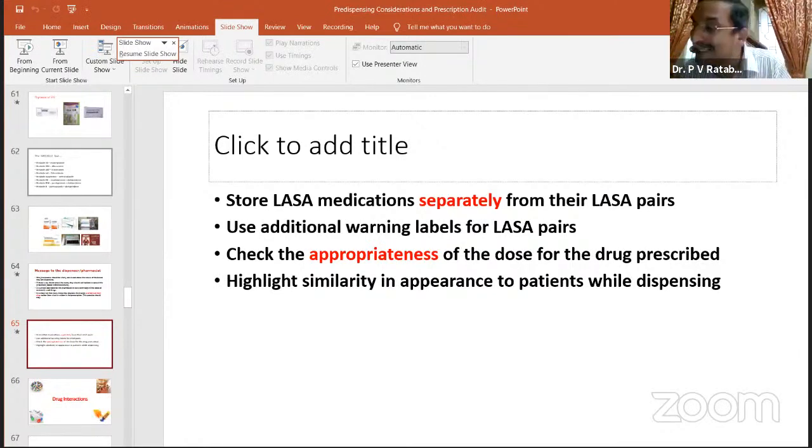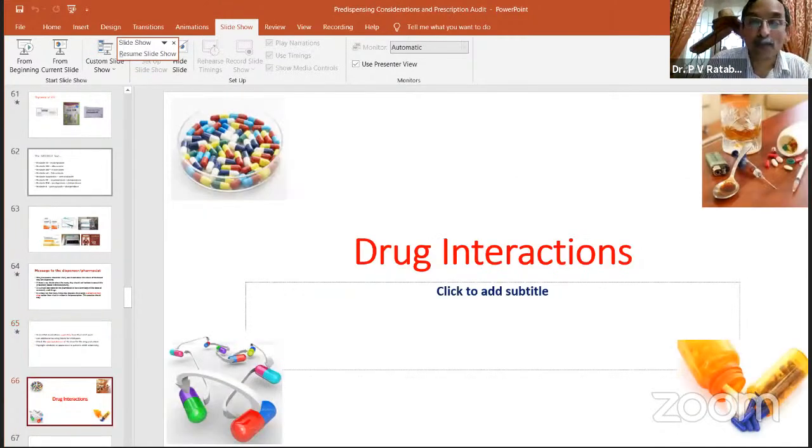Use additional warning labels for LASA pairs. Check appropriateness of the dose for the drug prescribed, and highlight similarity in appearance to patients while dispensing. So that is about look-alike, sound-alike drugs.